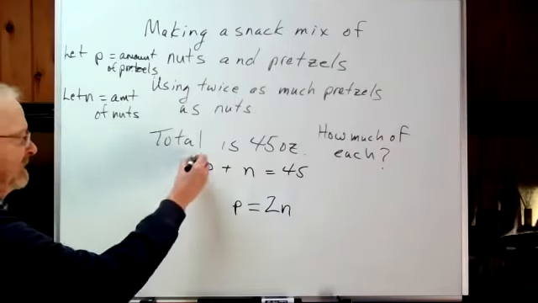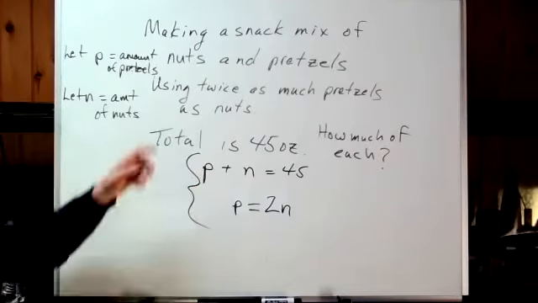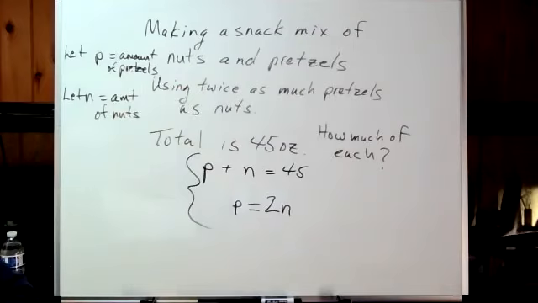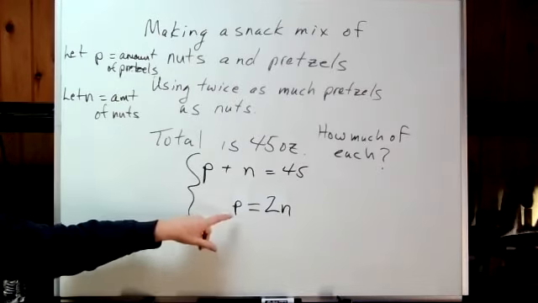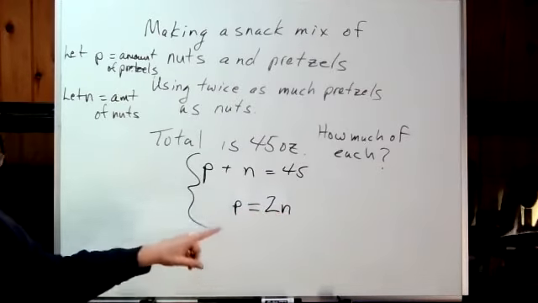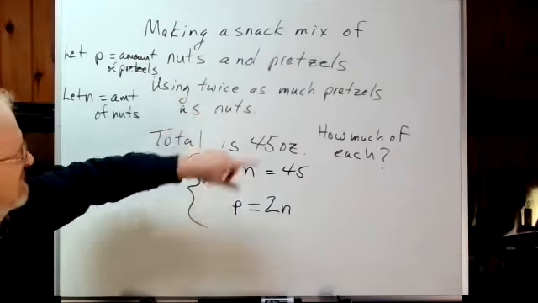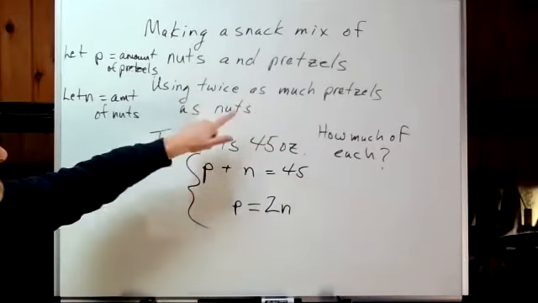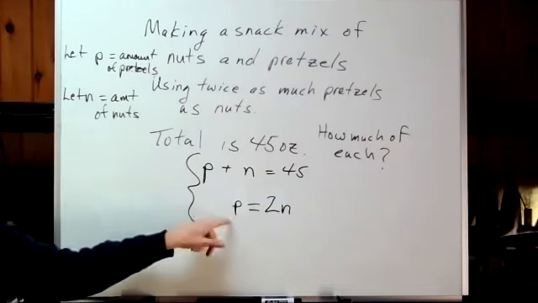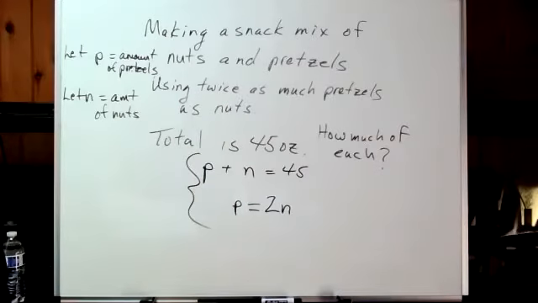So if you run into a phrase like that, don't rush to write your second equation. Think about it carefully. What's it really saying? The pretzels is twice the amount of nuts, or is the nuts twice the amount of pretzels? The pretzels is twice as much as the nuts. So that's the little problem within the problem there. You got to watch out for that.